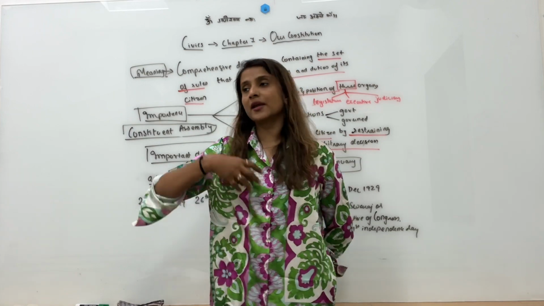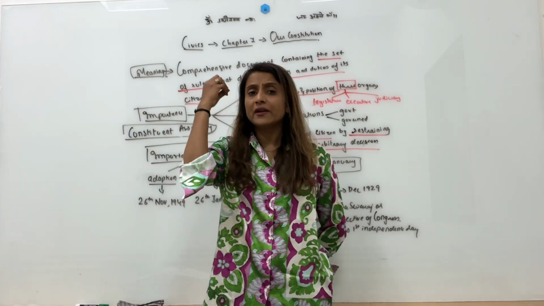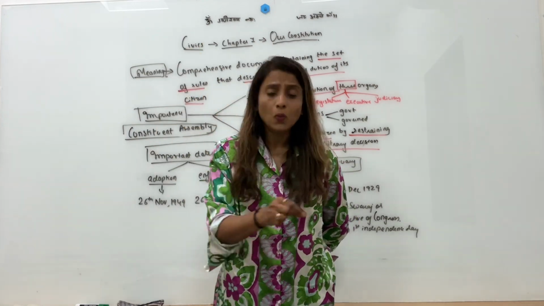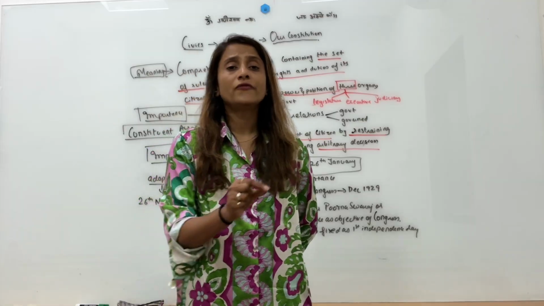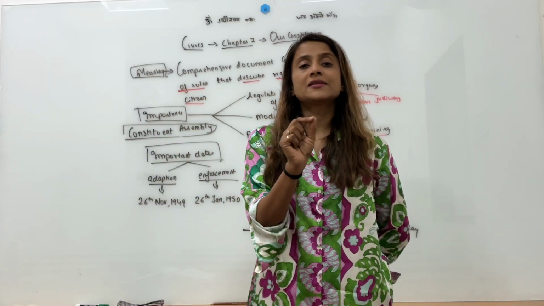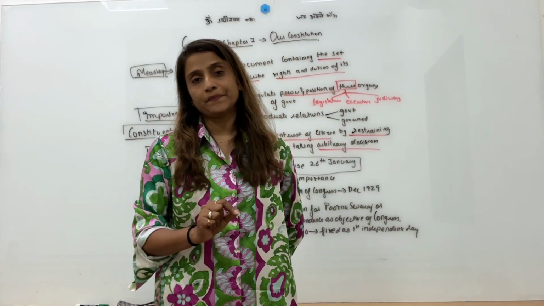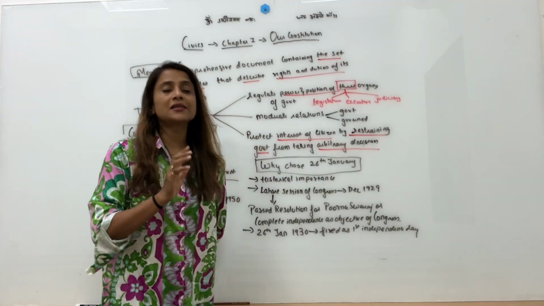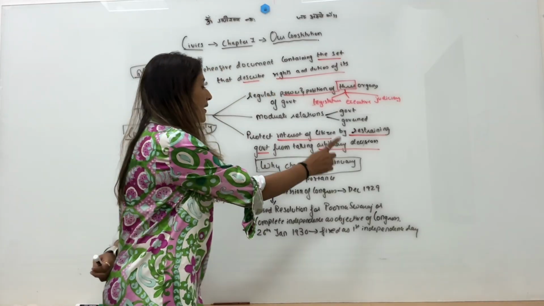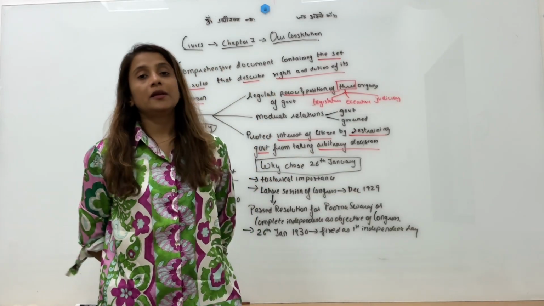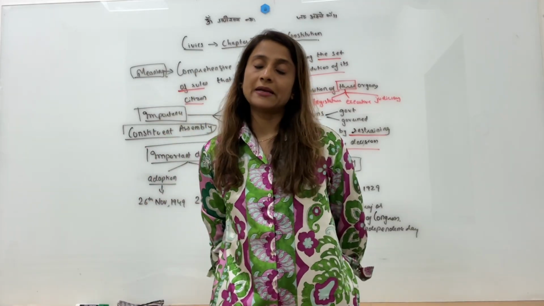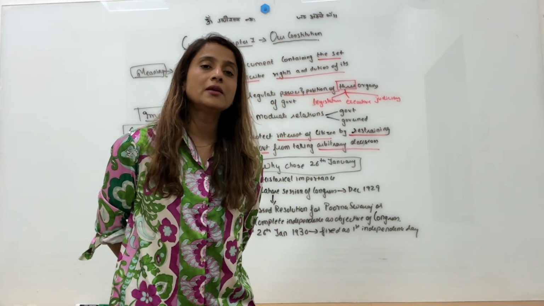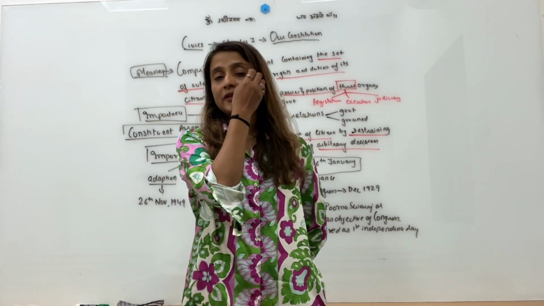Why not 1st Jan or why not 10th Jan? Why not any other date? What is the significance of choosing 26th January 1950? So the significance is, let me go back to the year 1929. It is a time when we had not got independence. In the year 1929, in the month of December.